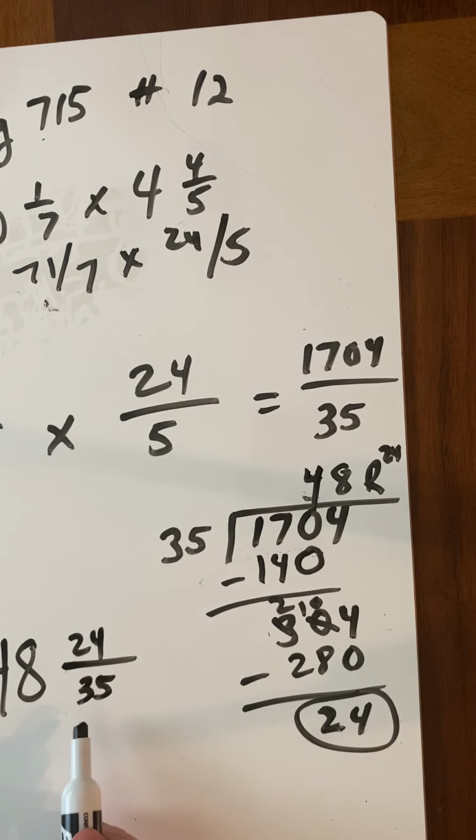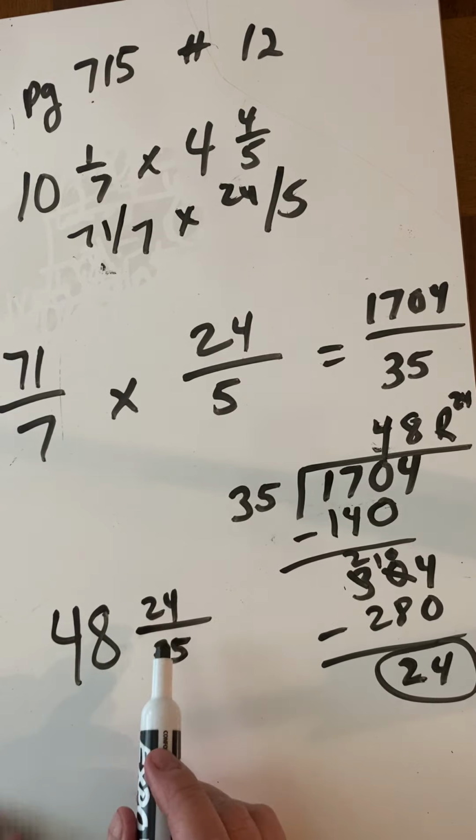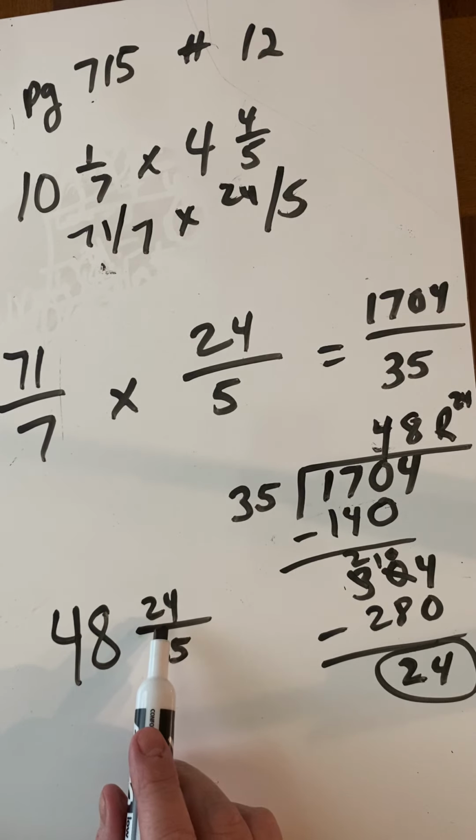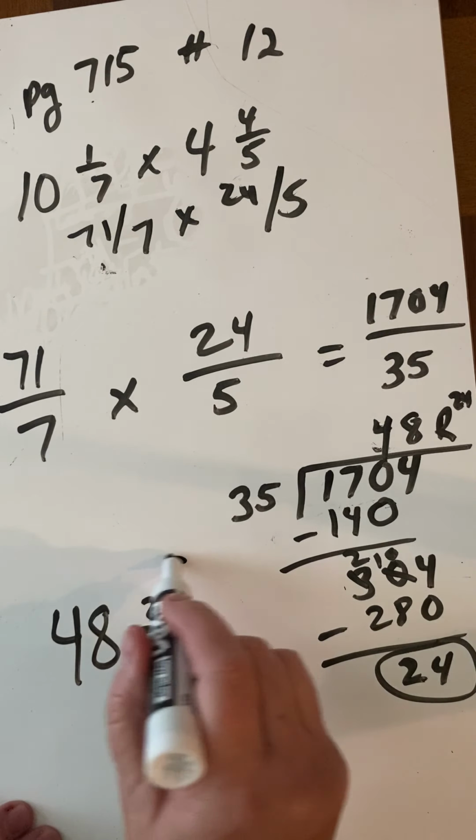And then I need to see, can I reduce this at all? I'm trying to think if anything goes into 24 and into 35. I think 35 has only 5 times 7. 24 doesn't have 5 or 7. So I think that's as far as I can go.